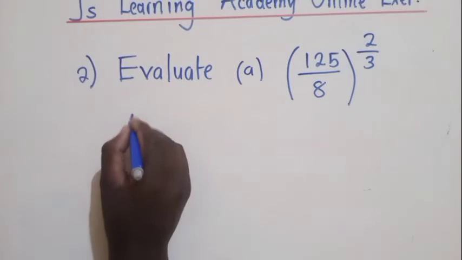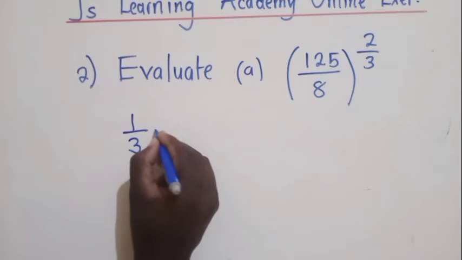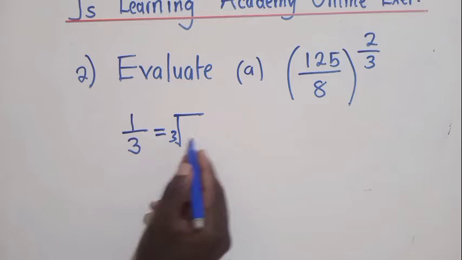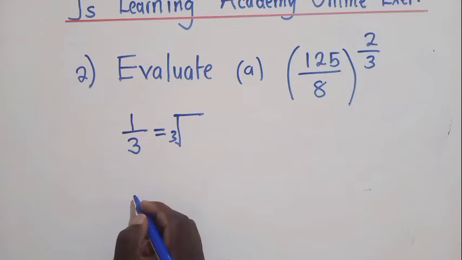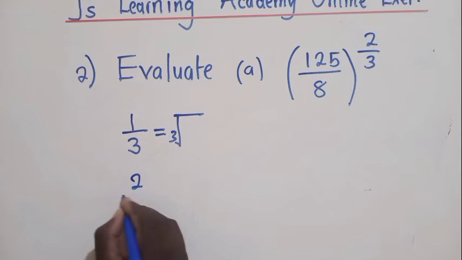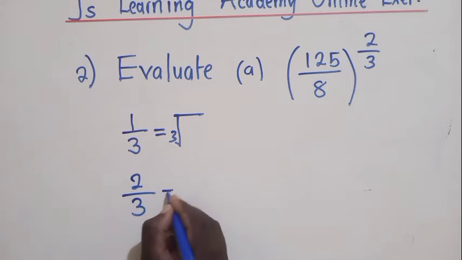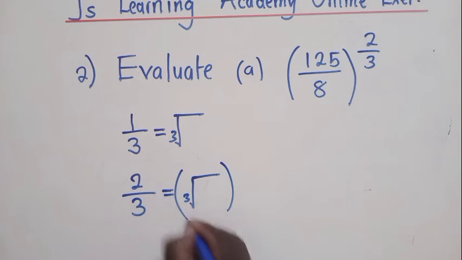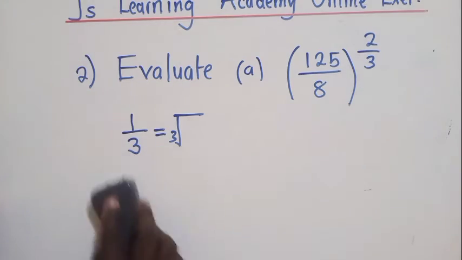We know that when you've got 1 over 3, this is the same as what? A cube root. 1 over 3 is the same as a cube root. So if there is a 2 over 3, this is a cube root, and then power 2. These two come here as a power. So let's apply this idea.